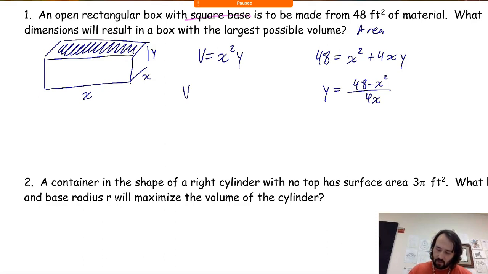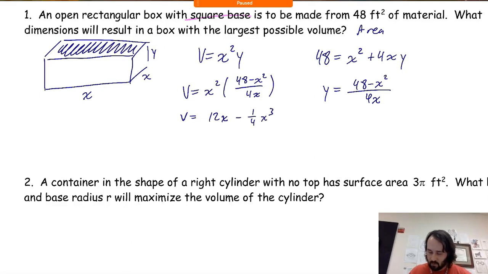I'm going to substitute that in for y. So V is x squared times (48 minus x squared) over 4x. I'm going to simplify that a little bit, make my life easier. 48 divided by 4 is 12 times x squared over x, so this would be 12x. And then I would have minus 1/4 x cubed. Checking my math, making sure I did that right. 1/4 x to the 4th divided by x is x cubed, yes.